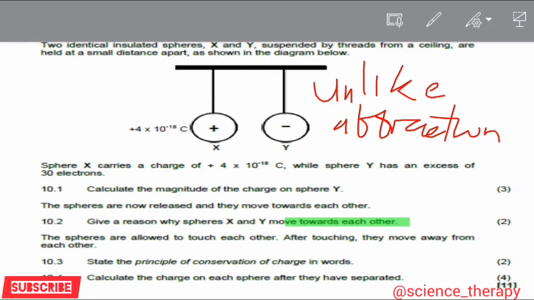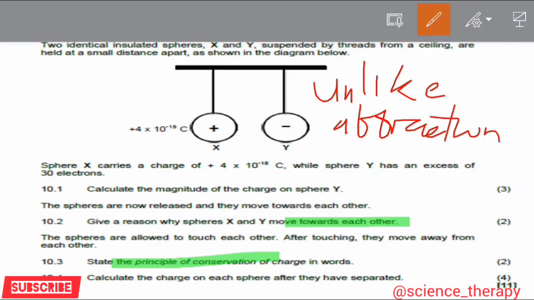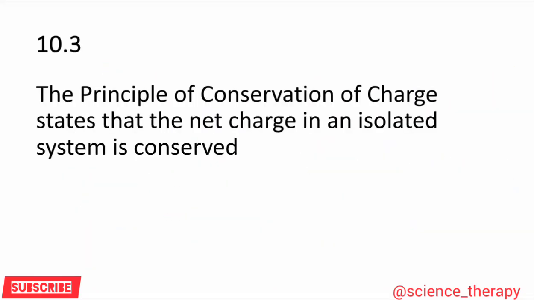10.3 says state the principle of conservation of charge in words, right? So you will also remember that we stated that one, the principle of conservation of charge. Now let's go. What does it say? It says the principle of conservation of charge states that the net charge in an isolated system is conserved. That is to say, during that physical contact, there is no loss of charges, right? So we say the net charge in an isolated system is conserved during any physical contact, right?